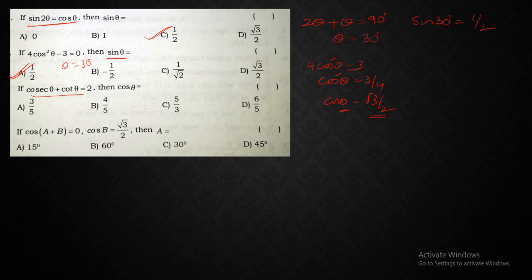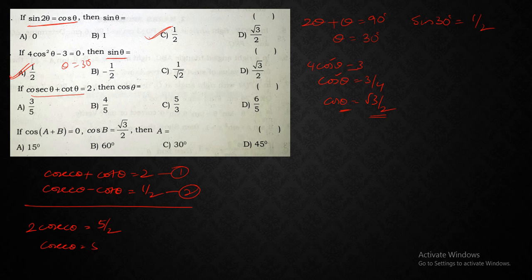Next, cosecant theta plus cot theta is equal to 2. So if cosecant theta plus cot theta is equal to 2, then clearly cosecant theta minus cot theta is equal to 1 by 2. Now what did he ask? Cos theta value, right? So let this be equation number 1. This is equation number 2. So when you add, what are we going to get? 2 cosecant theta is equal to 2 plus 1 by 2. That means 2 and a half, which is nothing but 5 by 2. So from this, cosecant theta is equal to 5 by 4. So this is equation number 3.